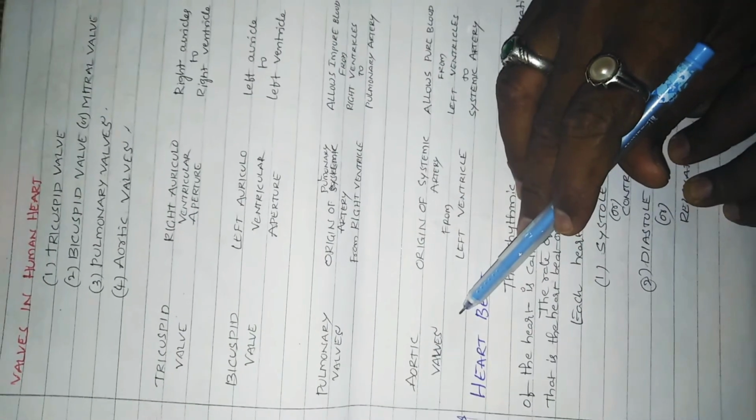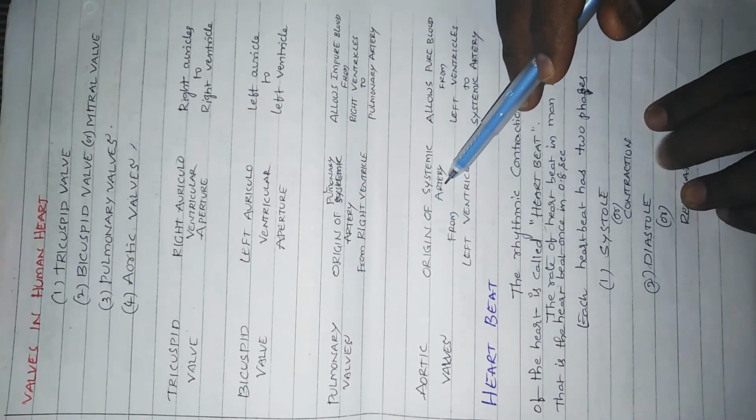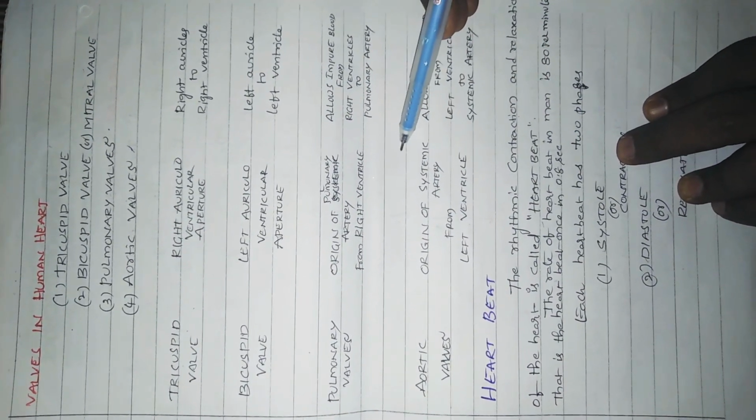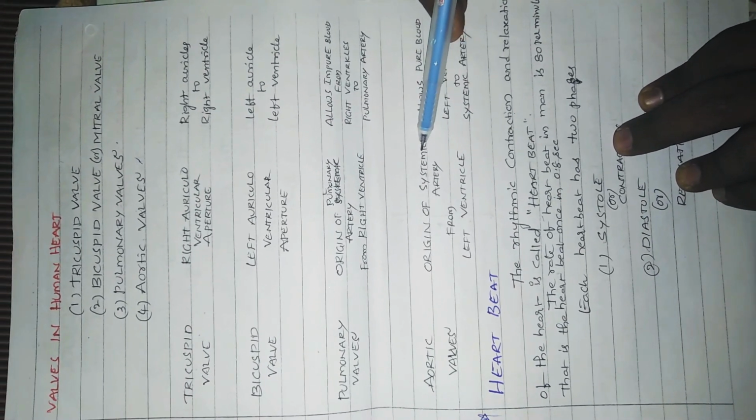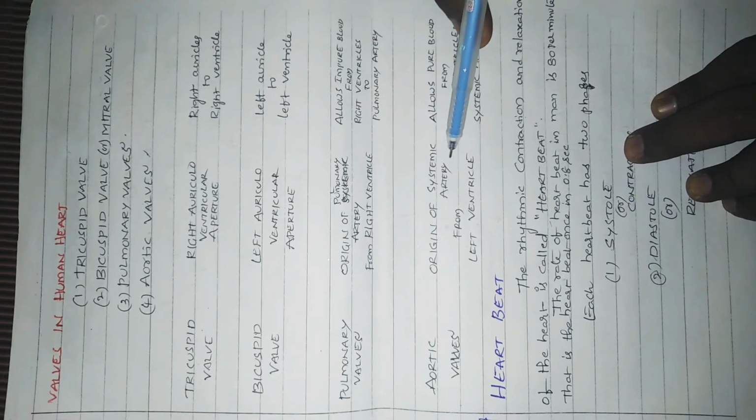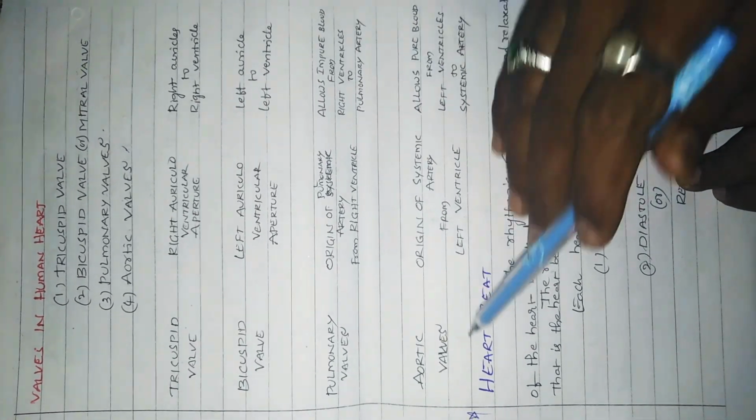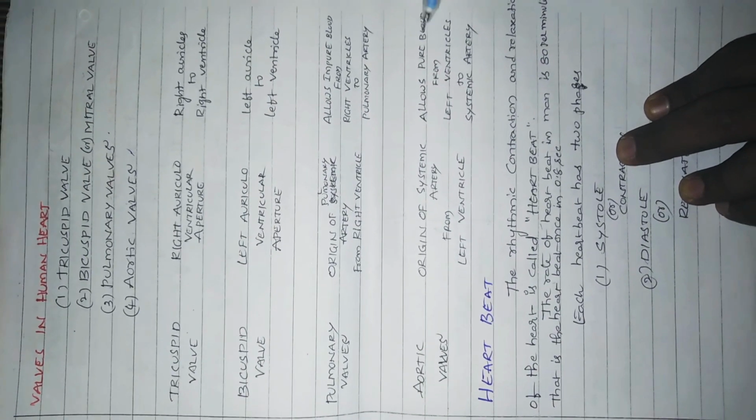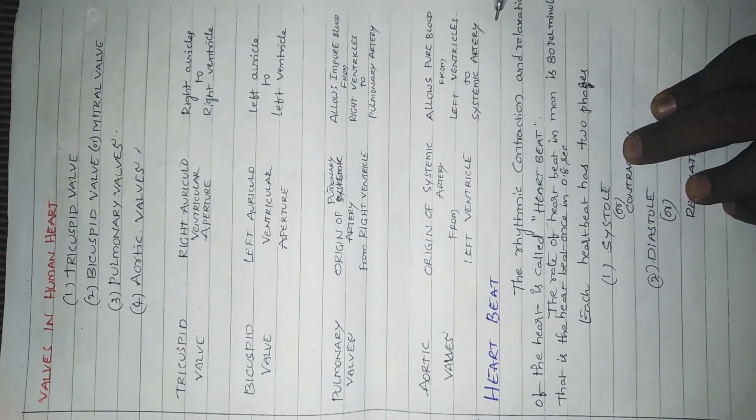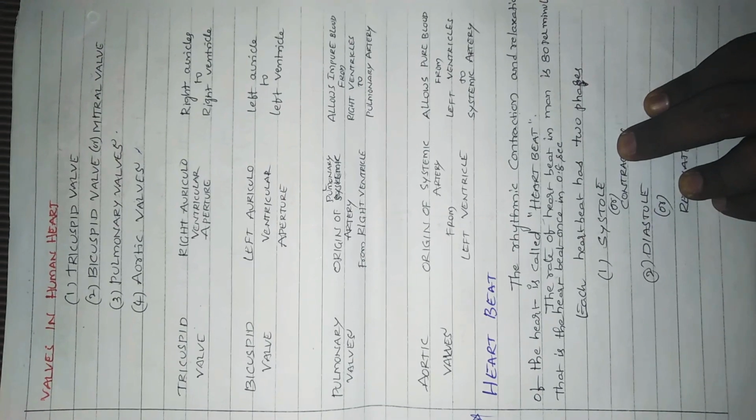Like that, the aortic valves are very important here, located at the origin of the systemic artery from the left ventricle. This is the largest artery, the systemic artery, which originates from the left ventricle and is guarded by the aortic valves. They allow oxygenated or pure blood from the left ventricle into the systemic artery only, but they do not allow the backflow of the blood.